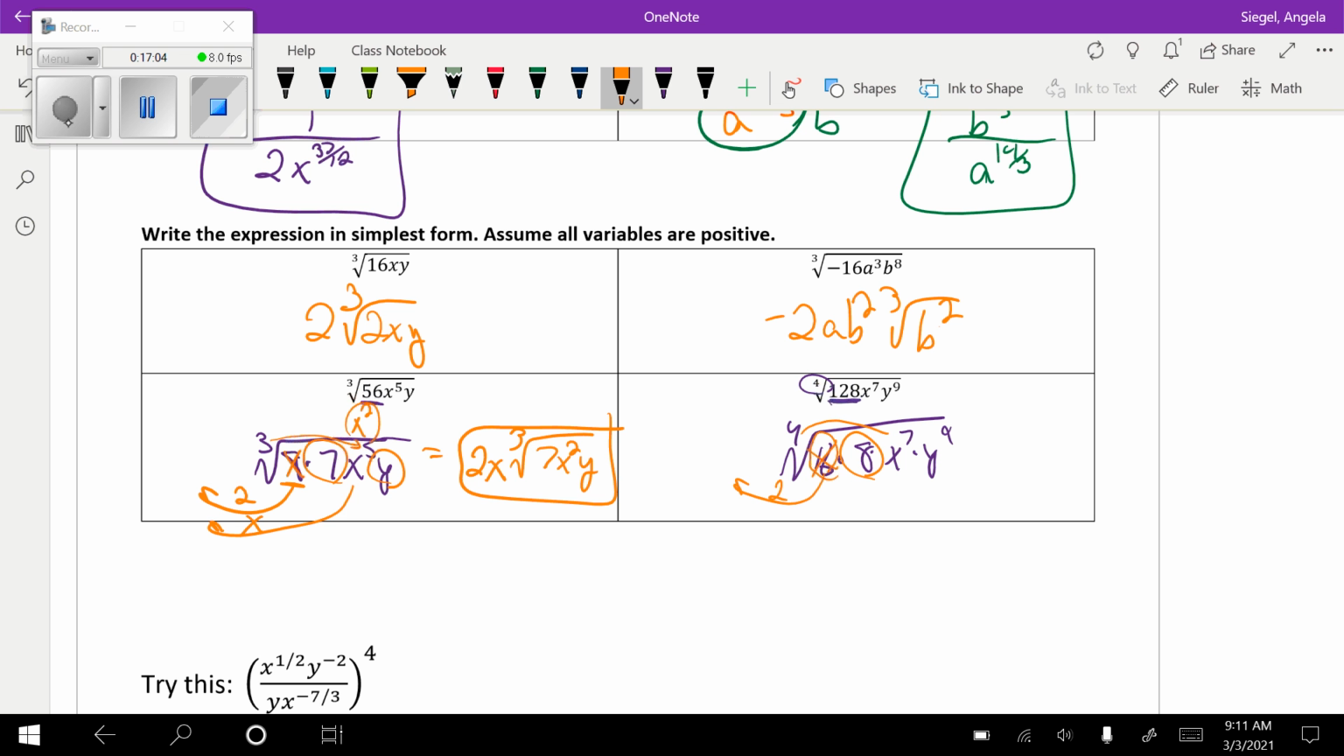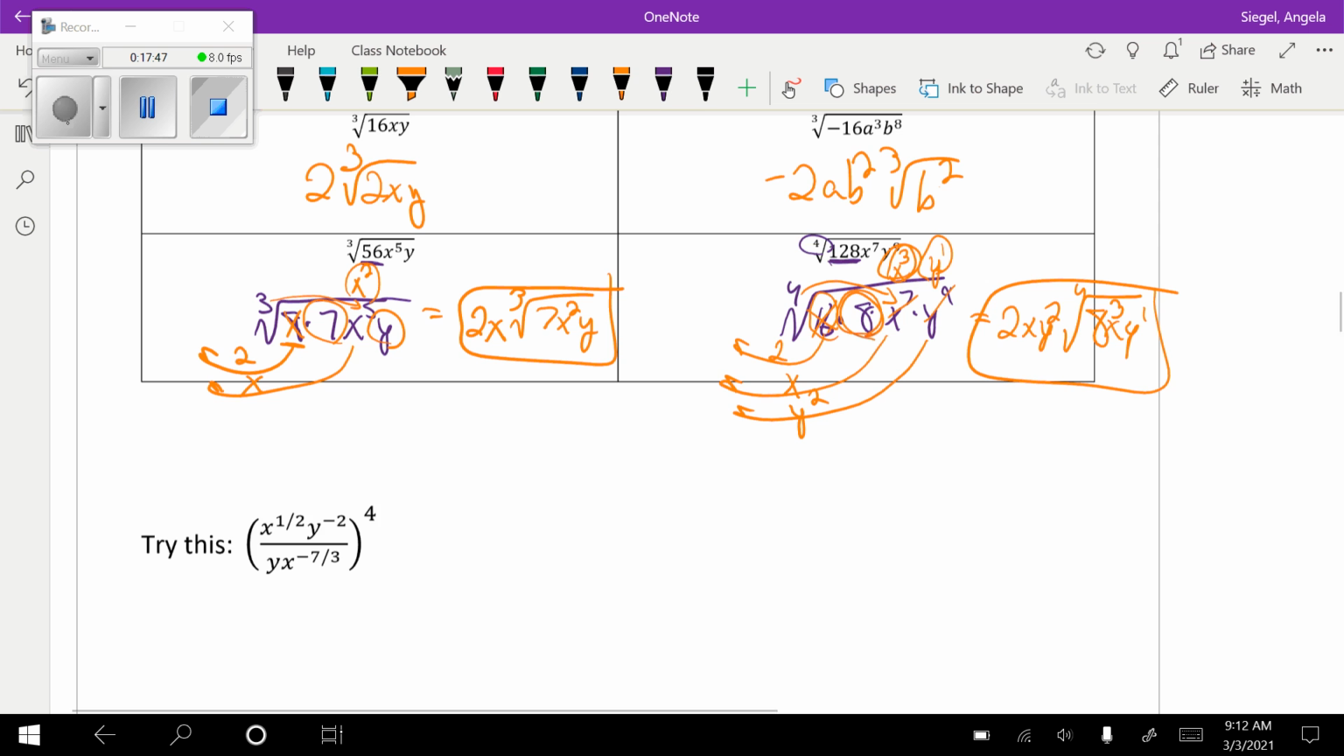Let's see, 4 goes into 7 one time. So x to the first is going to come out. And I'm going to have 3 left over because 4 goes into 7 one time, and then remainder 3. So kind of look at it like that. Okay, 4 goes into 9 two times. So I'm going to have a y squared, and I'm going to have 1 left over. Okay, so my answer is 2x y squared times the fourth root of, let's see what's left over, 8 x to the third y to the first, or just y.